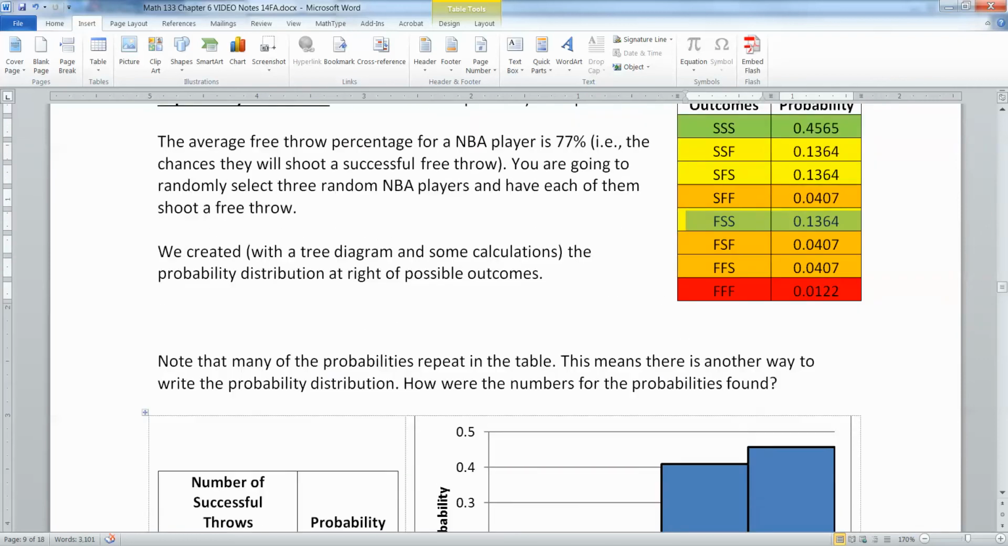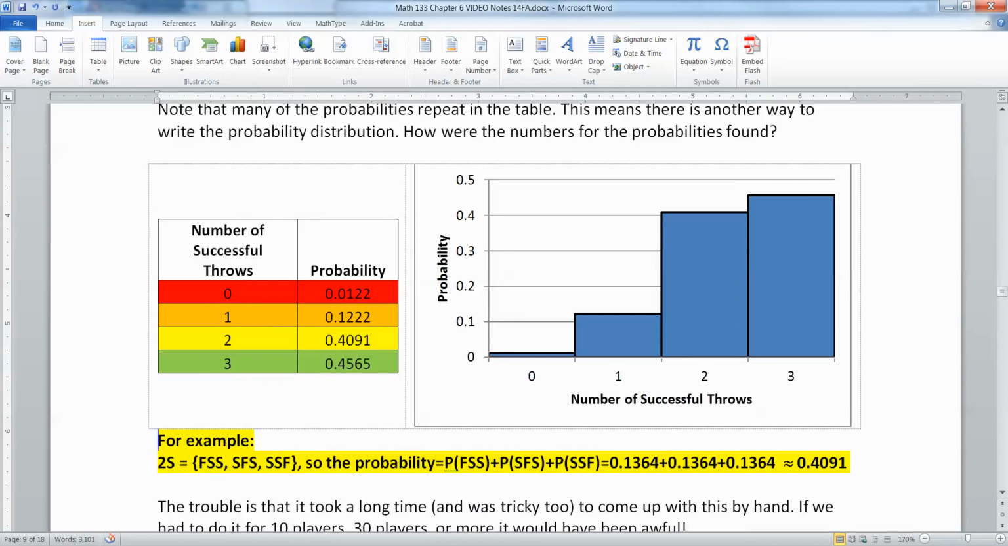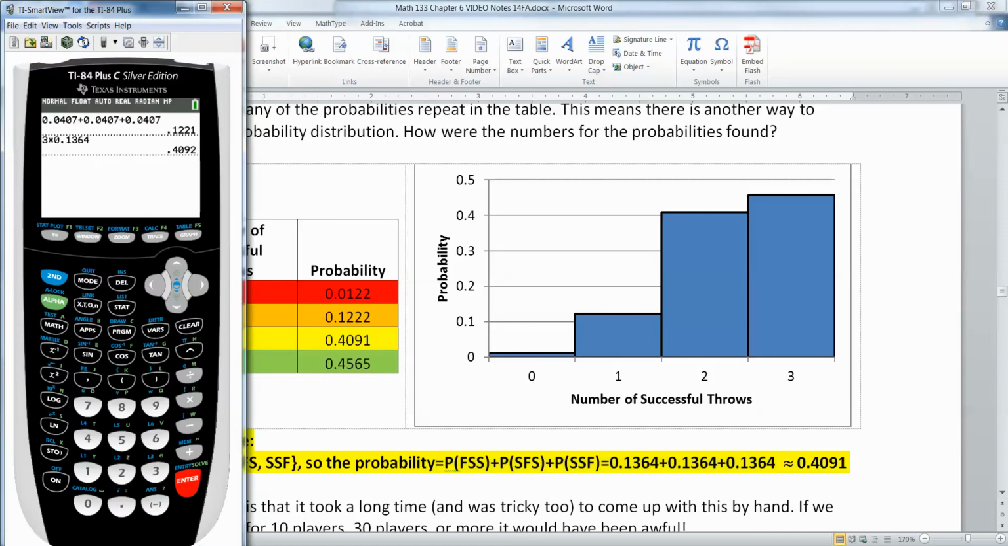So if you see, each of those ones that are yellow, they have 2 successes. So what I could do is talk about them right here. 2 successes, 2 for the number of successful throws. And then where does the 0.4091 come from? That comes from adding up the probabilities for each of those 3 from the table above. So if you take 0.1364 plus 0.1364 plus 0.1364 and you add them up, you'll get about 0.4091. It's actually 0.4092 if you do it with your calculator like I did right here, 3 times 0.1364, but that's just because of a little bit of rounding error.